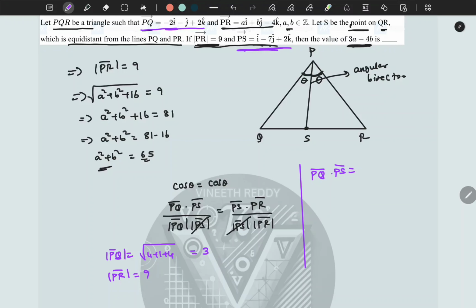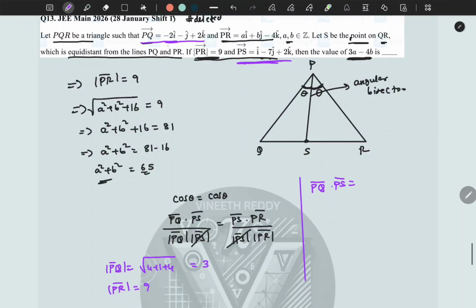PQ dot PS will be, so minus 2 into 1 will be minus 2, minus 1 into minus 7 will be plus 7, plus 2 into plus 2 is plus 4. So 7 plus 4 is 11, minus 2 is 9. Okay, what will PS dot PR be?